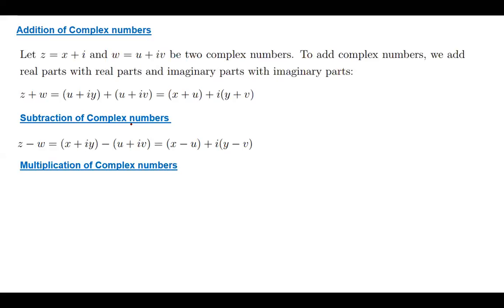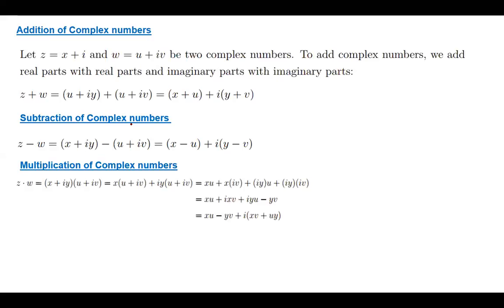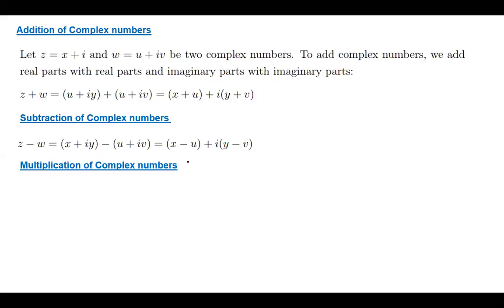And then multiplication of complex numbers. When you're multiplying two complex numbers, let me just explain something here. Let's say, for instance, you have x plus iy, and then you're multiplying it with maybe another x plus iy.